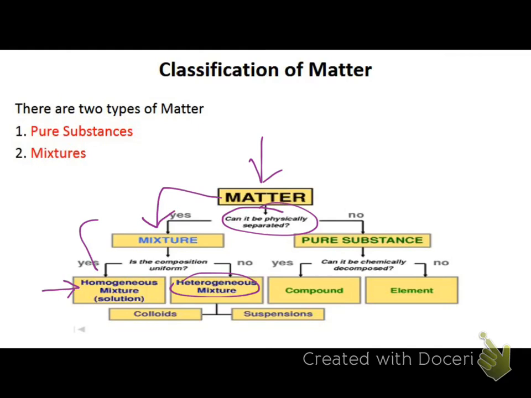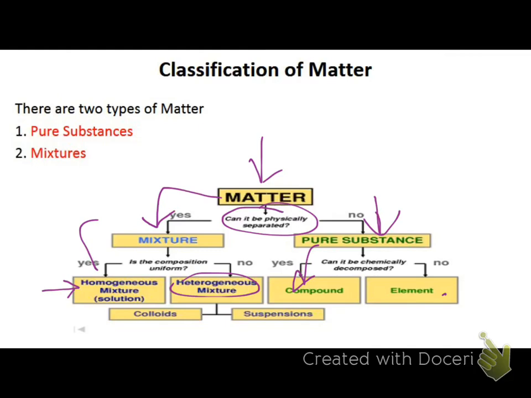So if I have a new set of matter, and I say, can I separate it by physical means? Let's say I have sodium chloride, just plain old sodium chloride. Can I separate that by physical means? If the answer is no, then I have a pure substance. And I go over here and I ask, can I decompose it chemically? Sodium chloride: can I break it back apart by chemical means to get sodium and chlorine? Yes, I can, so that means it's a compound. If I had, say, copper wire, can I, through a chemical change, break copper wire down into anything further? Nope, so copper wire would be an element.